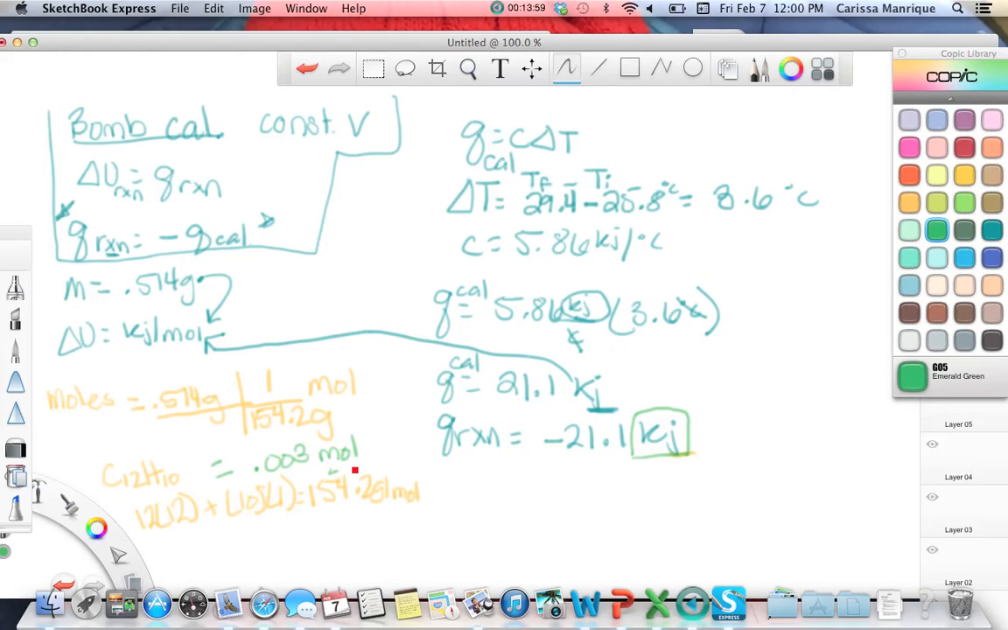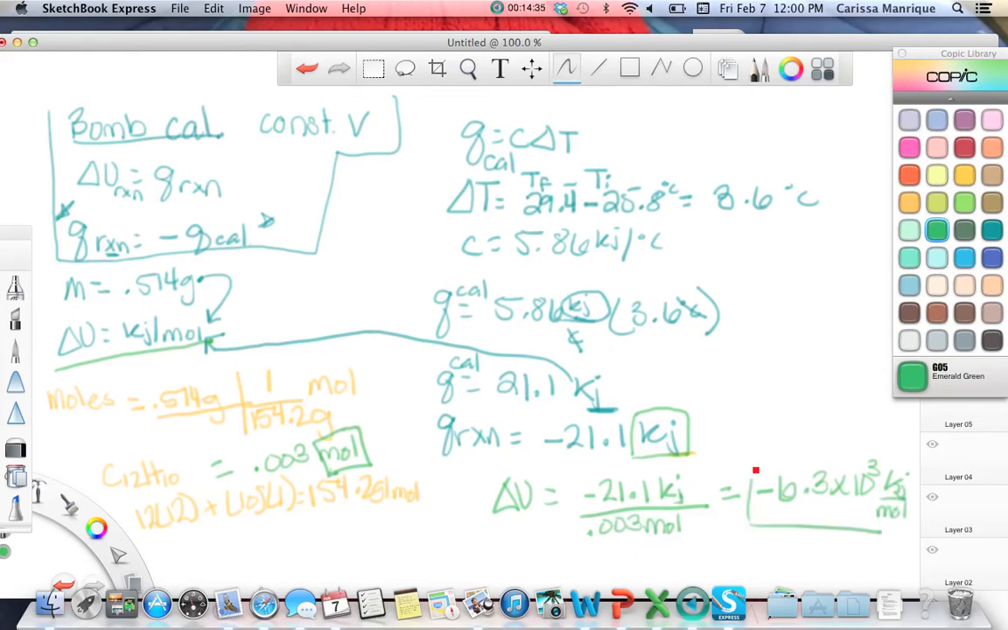Okay, so I have my kilojoules right here. I have my moles right here calculated. So now I need to divide them, because I want it in kilojoules per mole to get the final answer. So delta U will be negative 21.1 kilojoules per 0.003 moles. Okay, so when you divide that, you should get negative 6.3 times 10 to the third kilojoules per mole.